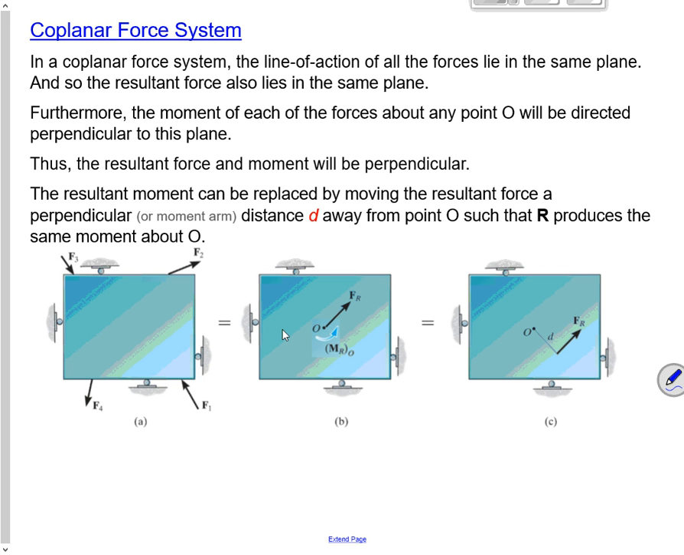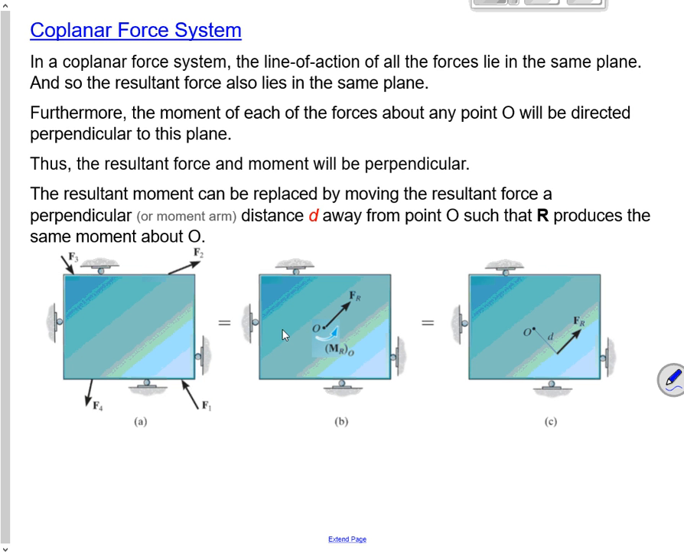Coplanar force system. So here all the forces lie in a plane. What does that tell me about the moments? All the moments are perpendicular to that plane. That means they're into or out of the page. The thing's either going to rotate clockwise or counterclockwise. So the resultant force is going to be perpendicular to the resultant moment. It has to be.